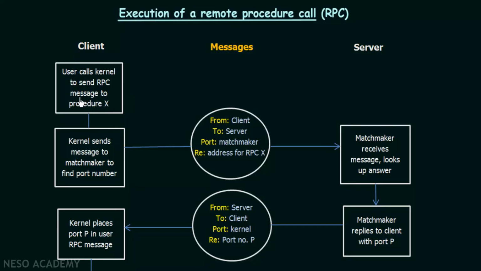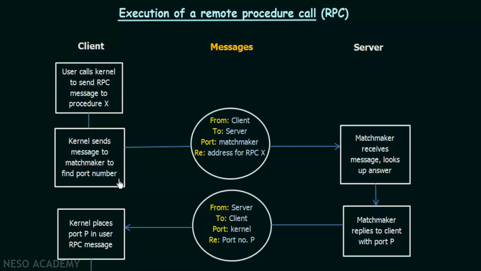At this moment, we only know the name of the procedure and we do not know its address or the port number. So the user calls the kernel to send the RPC message to procedure X. What the kernel will do is send a message to the matchmaker to find the port number. We have just studied the matchmaker, and what does it do? The matchmaker stores the information about the port names and their numbers, and it can look up those numbers and return them to the client that is requesting them.